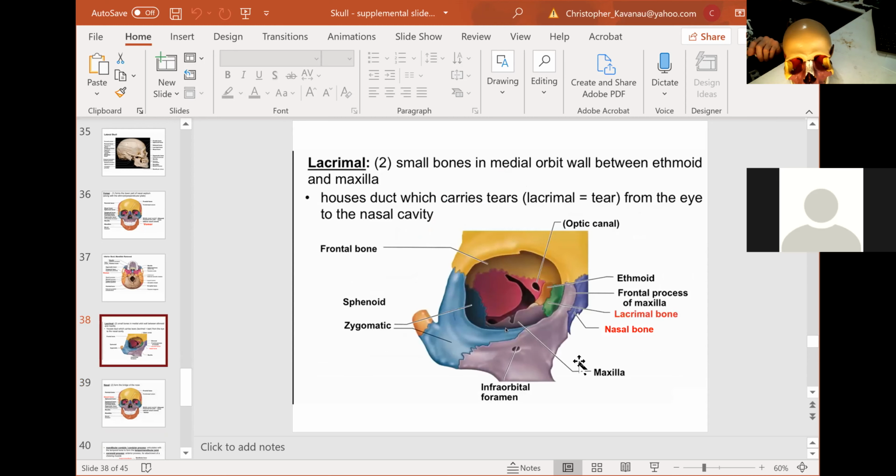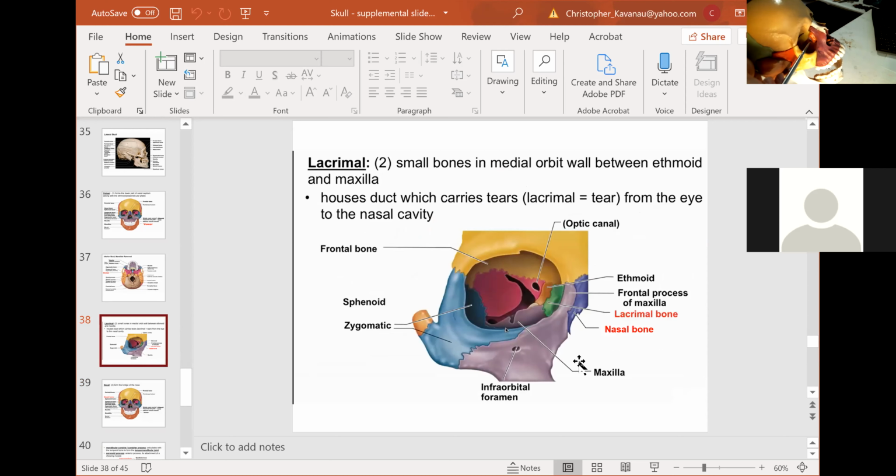All right. Then there's a tiny little bone called the lacrimal bone. You have two of those. I'm going to get my pointer in there. It's this orange bone in here, this little orange bone. That's called the lacrimal bone.